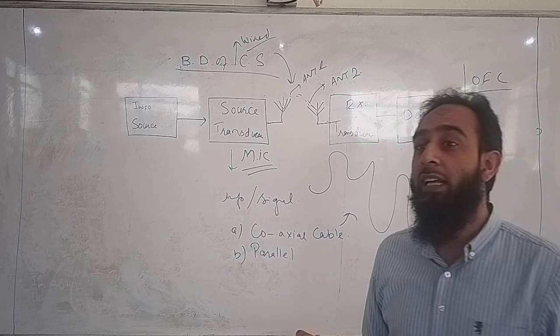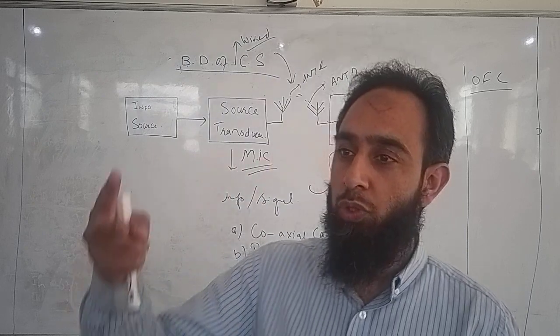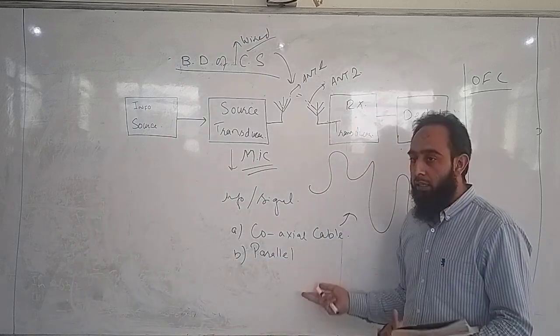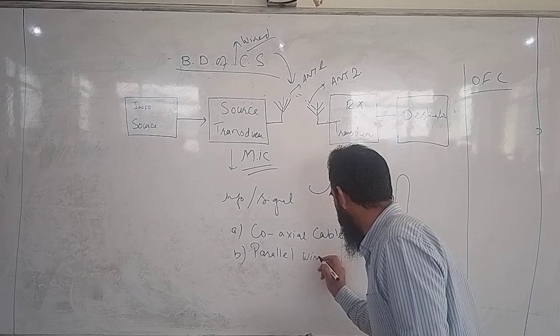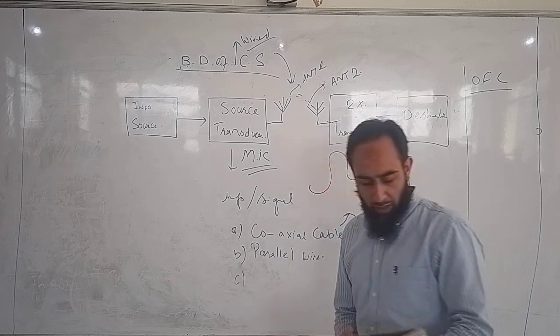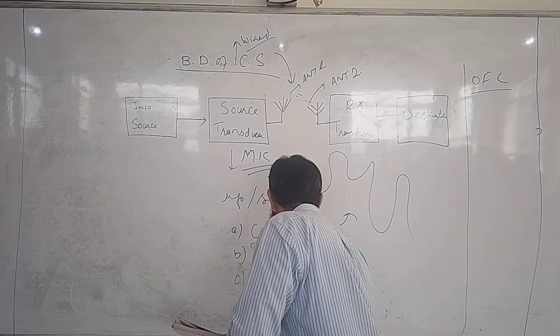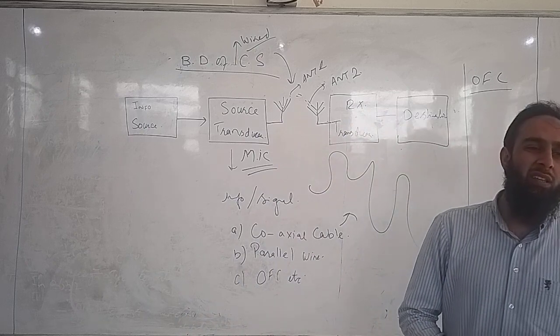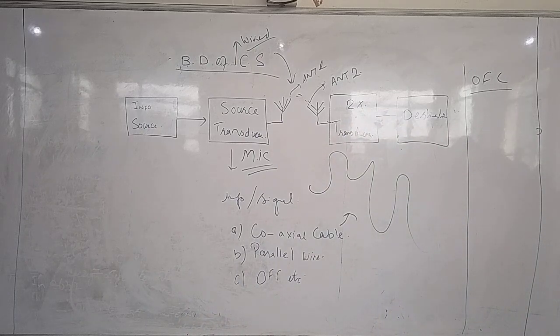Okay, you have landlines, you have electrical lines, they are parallel conductors, we use two wires, right? Parallel cable or parallel wire. Then the C part would be OFC. OFC, etc. There can be many other types of cables. So in short, any cable that is being laid down and we use a physical connection between two systems can act as a channel for a wired channel.